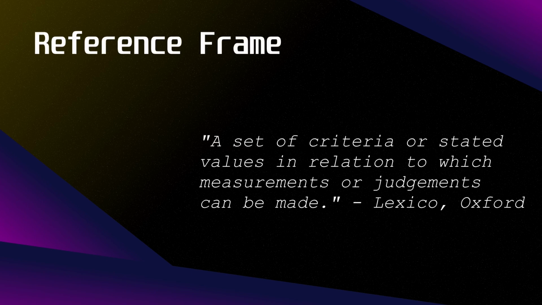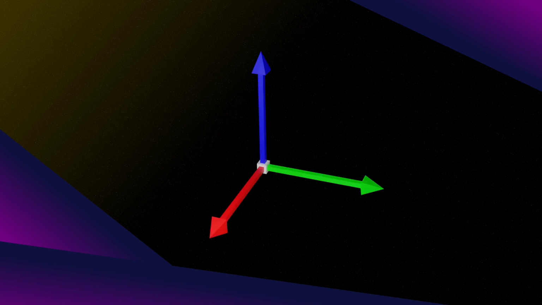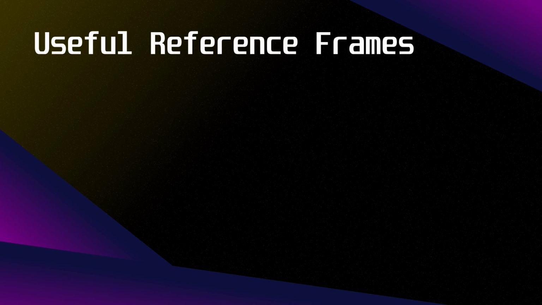Oxford Languages defines a reference frame as a set of criteria or stated values in relation to which measurements or judgments can be made. In short, we can define an environment in which we can measure things. Imagine an object whose length is unknown. Using a ruler as a reference frame, the lines on it being a set of measurable coordinates, you can determine its length. The ones used are often depicted using a three-dimensional Cartesian coordinate system, which can be seen as a three-way ruler.